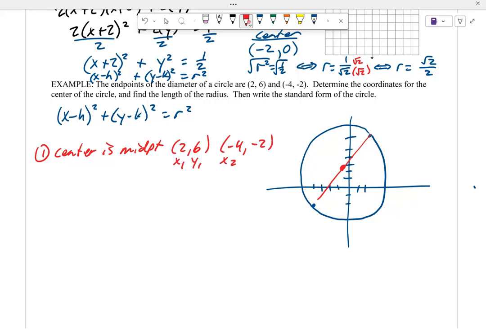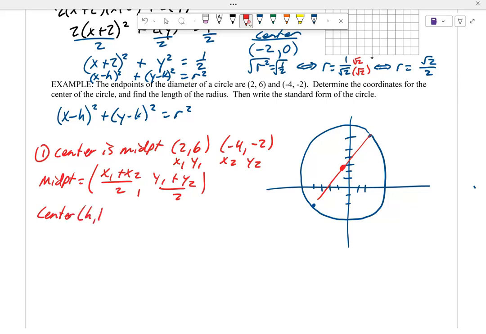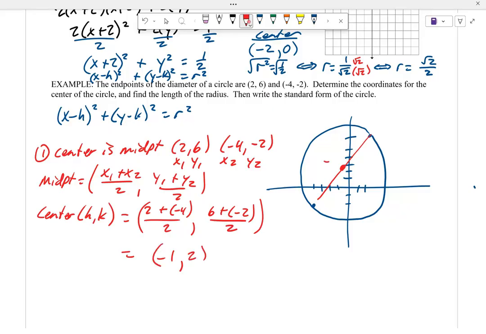X1, Y1, X2, Y2. So the midpoint would be the average of the X's, the average of the Y's. So the center of this circle, our HK, would end up being 2 plus the -4 all over 2, and then 6 plus the -2 all over 2. So 2 minus 4, -2 over 2 is -1. 6 minus 2 is 4 over 2 is 2. So -1, 2, there's our center of that circle. I didn't draw that very well, but it's kind of close to that, -1, 2 being our HK.